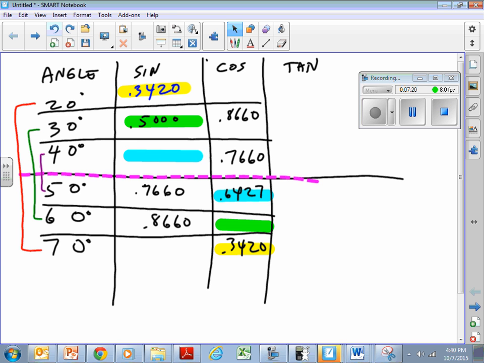Can someone guess at home what the answer is going to be? I know you can. I'm going to write it in. Here it comes. Point 6427.